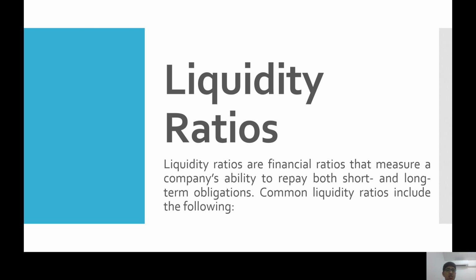So let's start first with liquidity ratios. Liquidity ratios are financial ratios that measure a company's ability to repay both short-term and long-term obligations. So, syempre, here in the liquidity ratios, we are dealing with how liquid the company is. Ibig sabihin, ano ang capacity ni company makabayad sa iyang mga utang? Both short-term and long-term. Di ba? May capacity ba si company to pay? So, of course, it is important sa internal users.